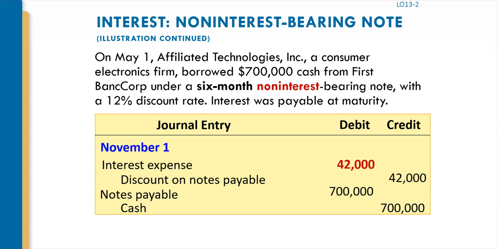This is an easy example for me to talk about, because in 6 months' time we need to get rid of 42,000. So how much would we get rid of in each month? 7,000. So although they have one journal entry here with interest expense, discount on notes payable for 42,000, if you did financial statements every month, you would need to do a debit to interest expense of 7,000 and a credit to discount on notes payable for 7,000, right? And you could talk the same thing about if you did quarterly financials.